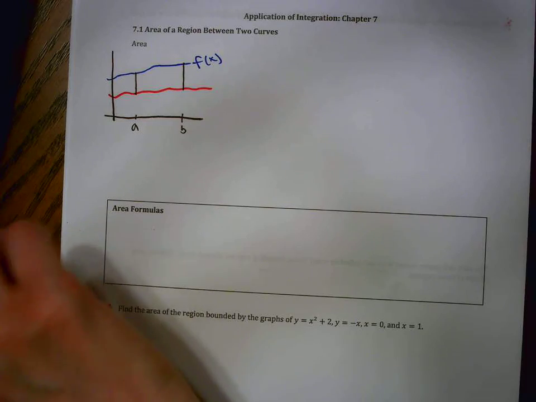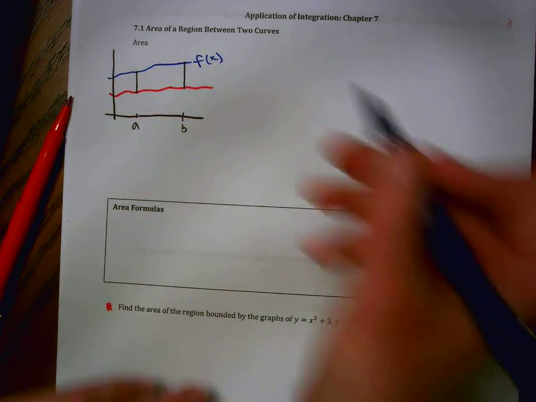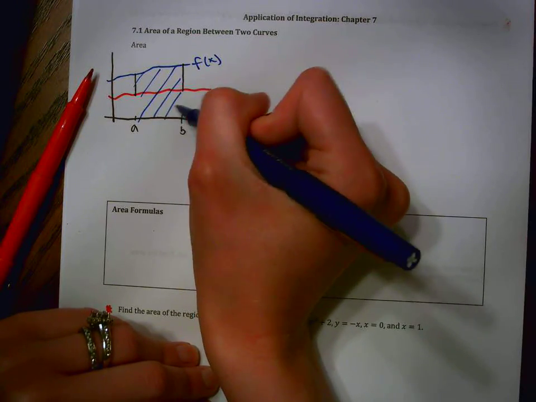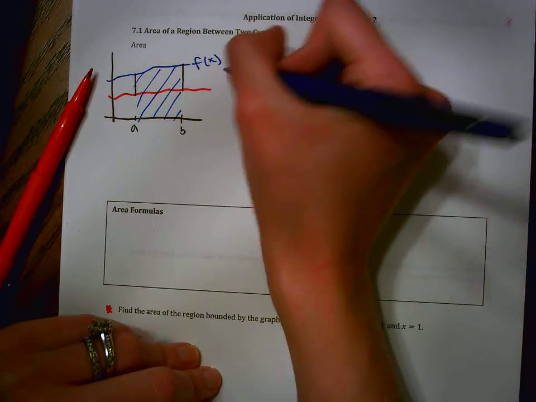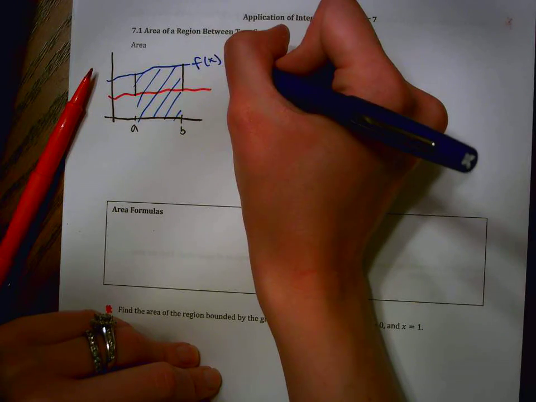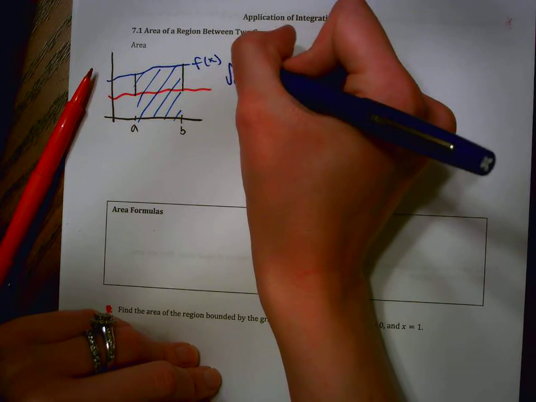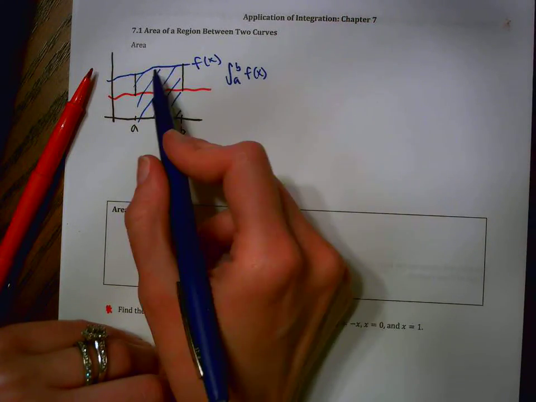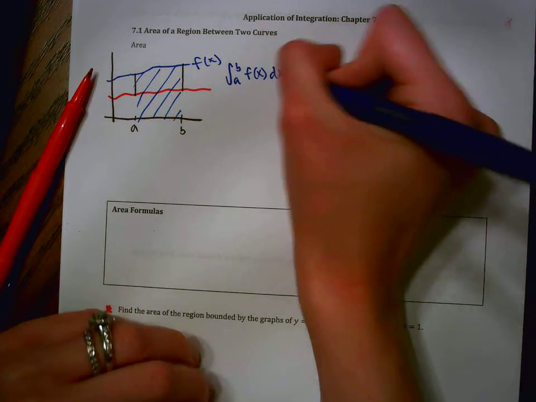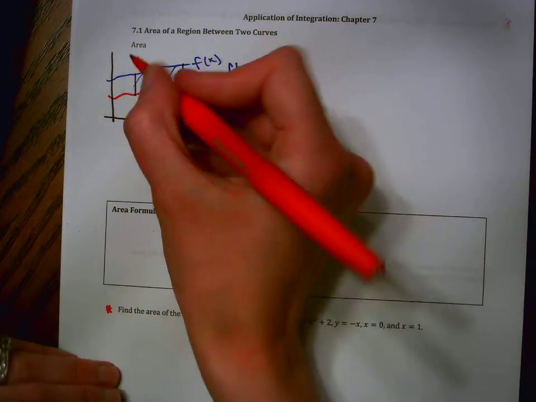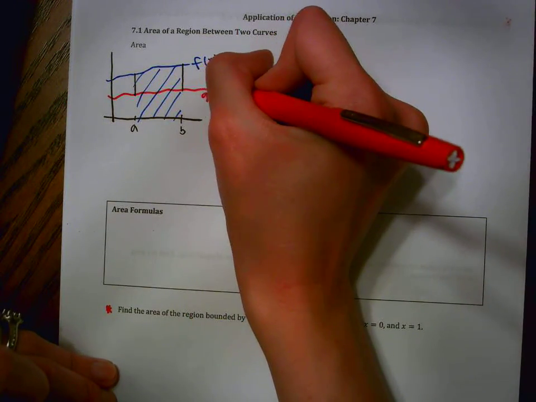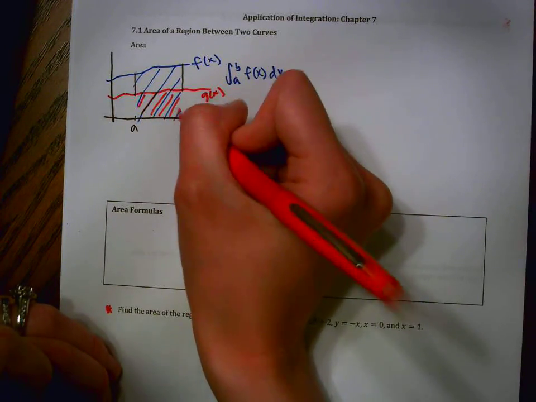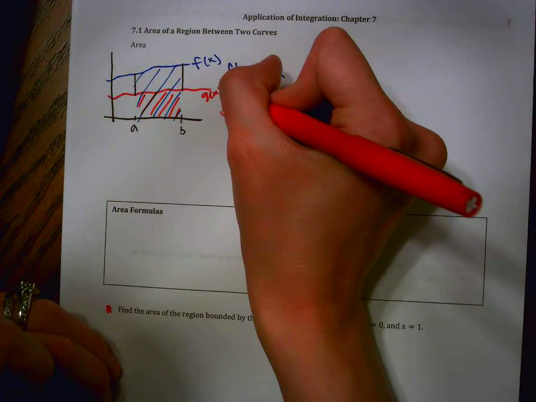If you think about it, we know the area underneath f, this total area going all the way to the x-axis, would equal the integral from a to b of f of x, right? We know when you take a definite integral, it's the area under the curve. I forgot to label this g of x. If you take the area underneath g of x, it's the same thing.